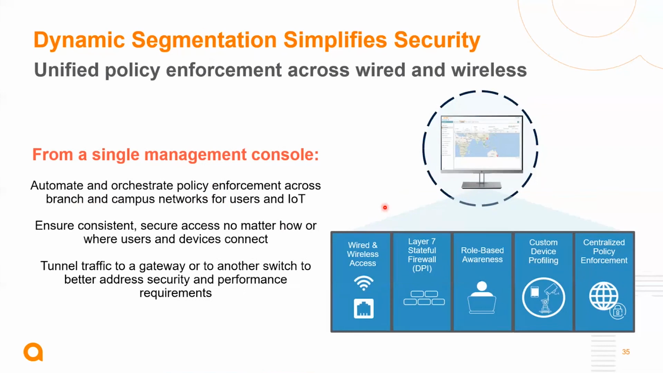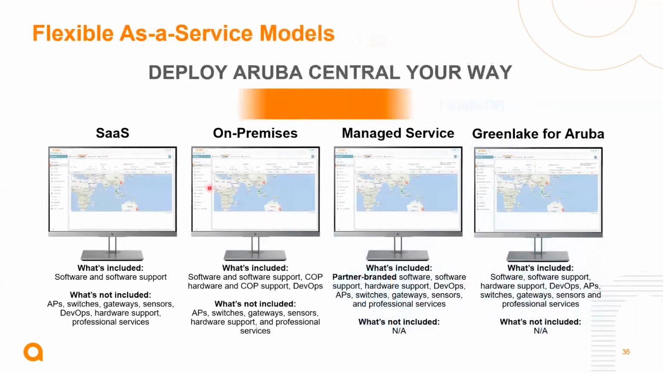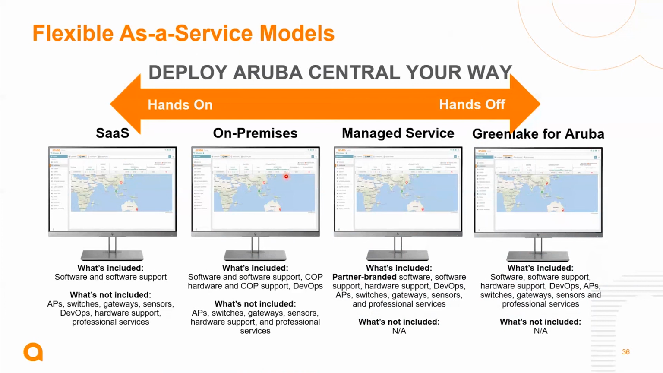Now we can be flexible on how you deploy it in your network. First we have what we call software as a service, where you pay on subscription in the cloud. You can also deploy it on-premise if you're not confident deploying it in the cloud, so we have Central On-Prem.